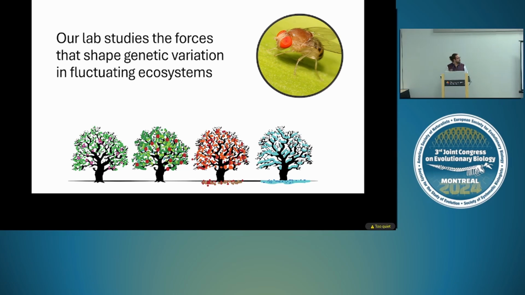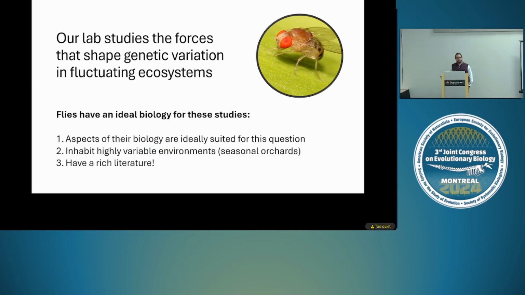In particular, we capitalize on the biology of natural populations of Drosophila melanogaster to achieve this goal. Now, we do this for a variety of reasons. There is, of course, very beautiful biology that these flies allow us to access. They naturally inhabit environments that are highly variable, so we can think of seasonal orchards or seasonal compost piles. And then, of course, as a model organism, they have a very rich literature that we can tap into to contextualize some of our findings.